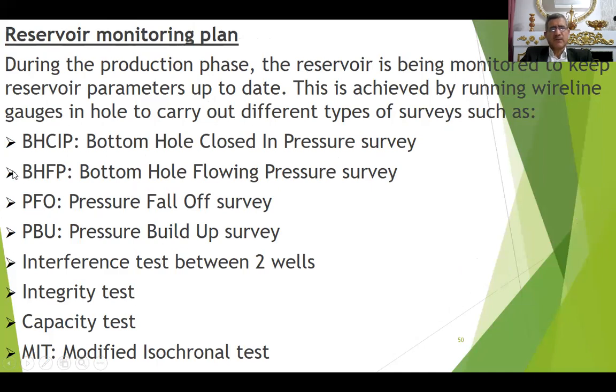We run these surveys: BHCIP, VHFP, PFO, PBU, interference test, integrity test, capacity test, and modified isochronal test. All of these are just to monitor the reservoir, so we can keep the reservoir under control and make everything updated for us. If we need to increase support for the reservoir pressure, we can do it based on these surveys.